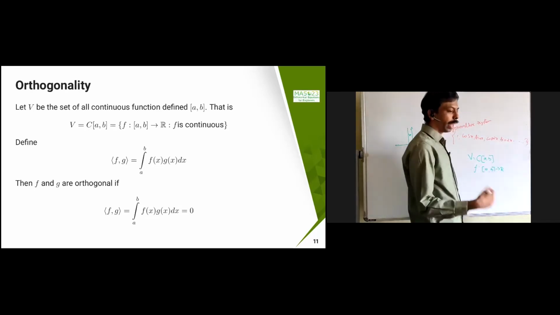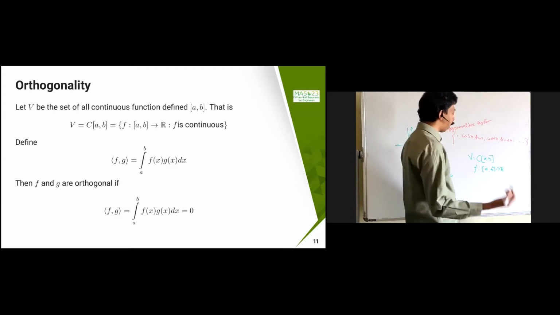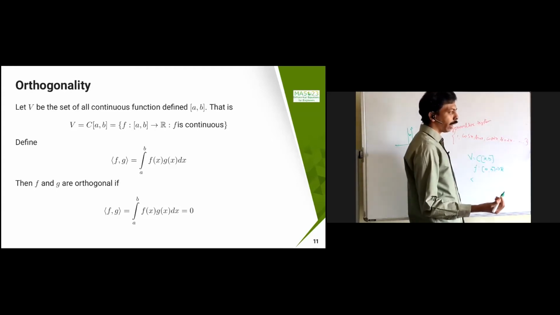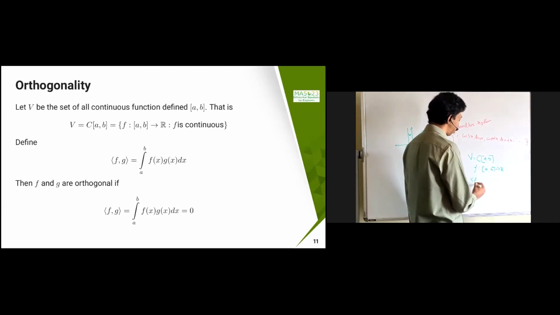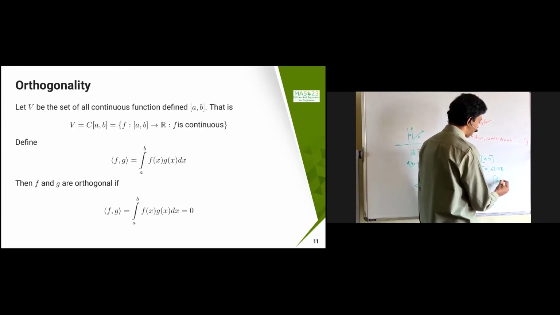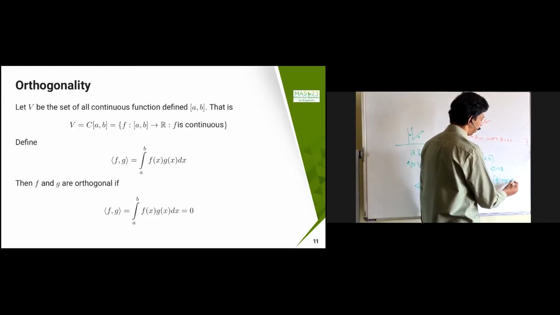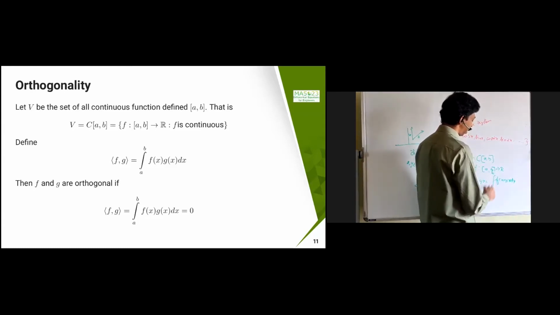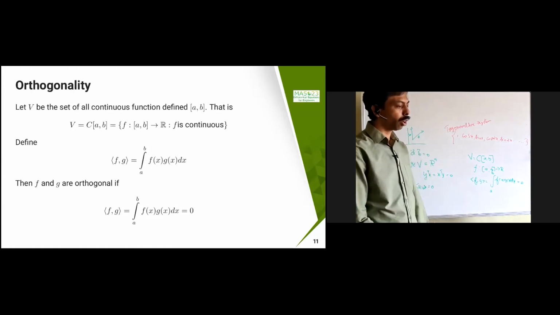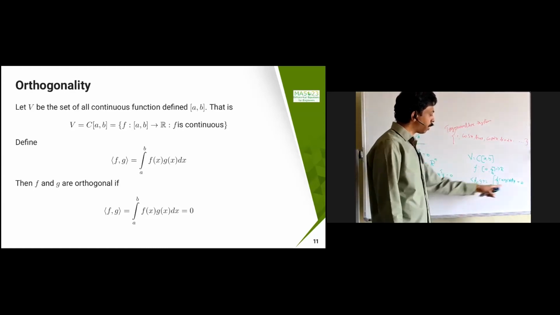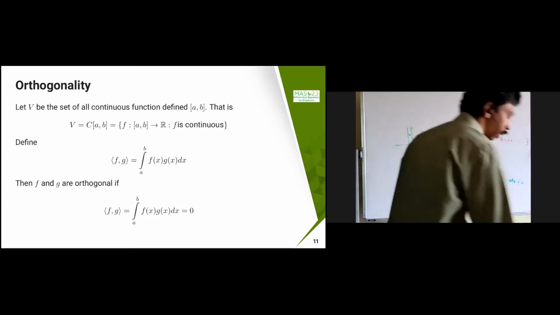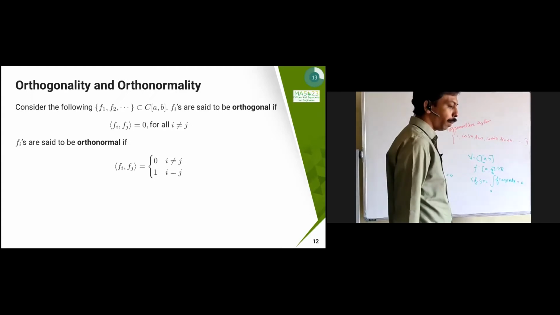In this case, once again, I can define my inner product. Since it is a continuous function, I can define its integration. Suppose f and g are given. I define their inner product as the integral from a to b of f(x) g(x) dx. If this is 0, then we call f and g orthogonal. Now we are going to see whether our trigonometric system is orthogonal or not.